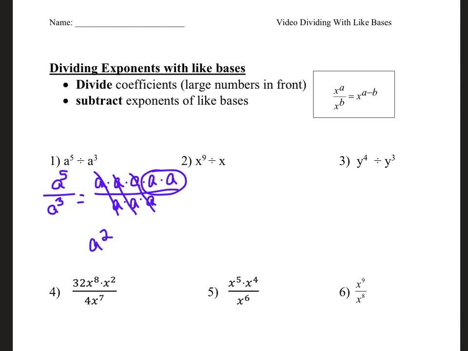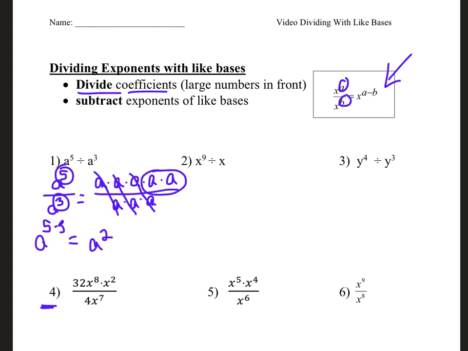So as you can see, a squared is the same as 5 minus 3. This 5 and this 3, you just subtract. So that's what this means up here. When you're dividing, you subtract the exponents, but you also divide the coefficients. I'll show you the coefficients down here. So let's just do the exponents first.